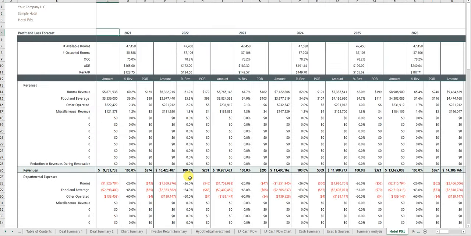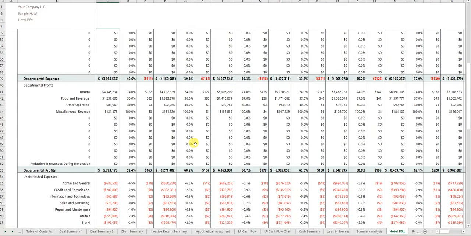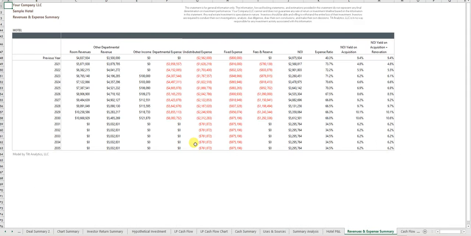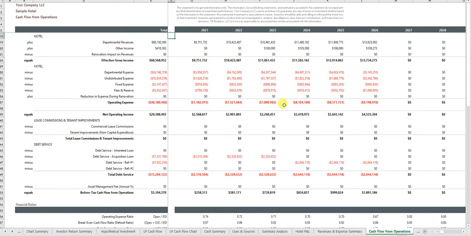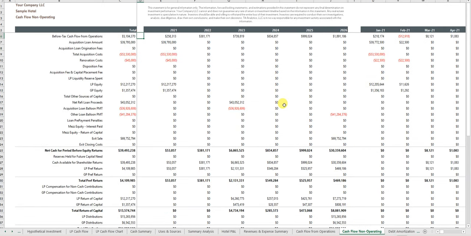We have a nice hotel P&L, a summary of the revenues and expenses. We see each of the categories in the P&L. We also see expense ratios, yield on acquisition cost, and so forth. Cash flow from operations, non-operating cash flow. Here again, we've got annual and monthly.